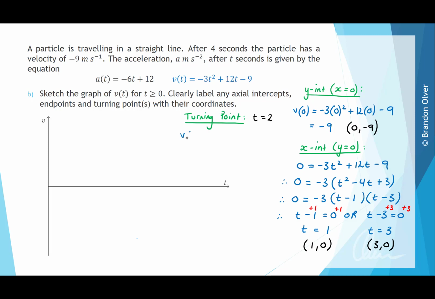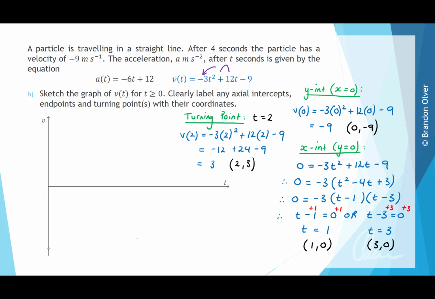Therefore, we are evaluating v of 2, which is equal to -3 times 2 squared plus 12 times 2 minus 9, and that will help us to find the y value. When we evaluate that, we find that it's -3 times 4, which is -12, plus 24 minus 9, and that equals 3. Therefore, the coordinate of the turning point is 2, 3. Taking into account all of that information, and the fact that we have a negative out the front of the t squared term, which means it's going to be a parabola in that shape, we can now sketch the graph of the velocity curve.